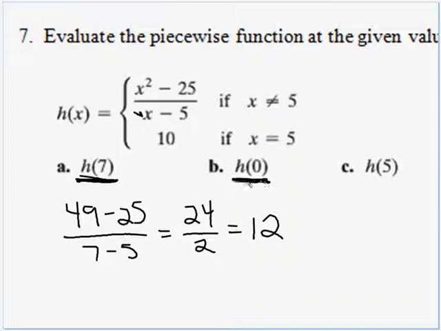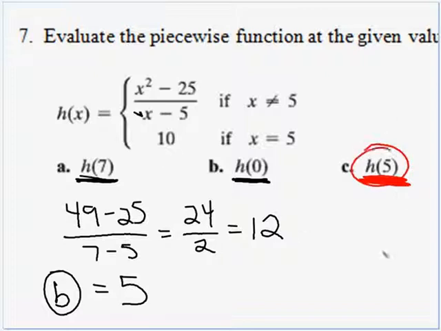Part B, h of 0. 0 is not equal to 5, so we plug 0 in for both of these x's, which means they just go away. So we have 0 minus 25 over 0 minus 5, or negative 25 divided by negative 5, and the negatives divide out to a positive. 25 divided by 5 is 5. So h of 0 equals 5.